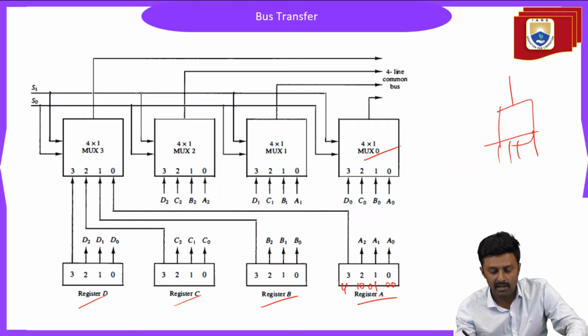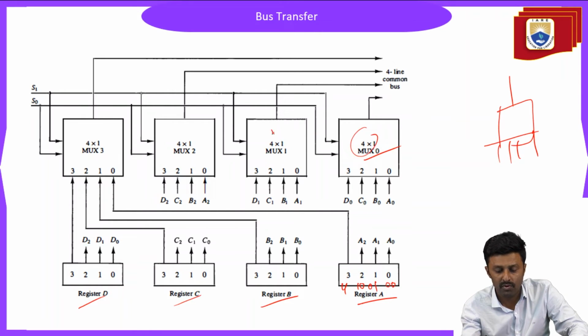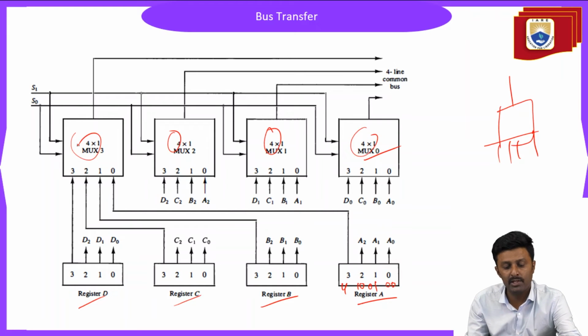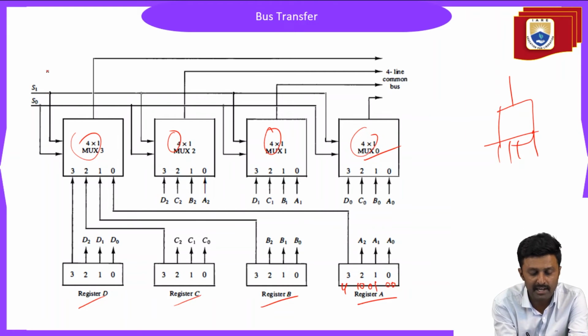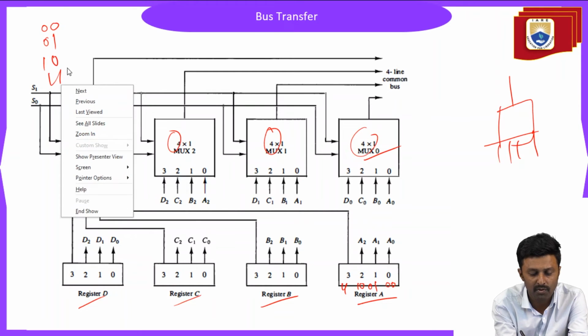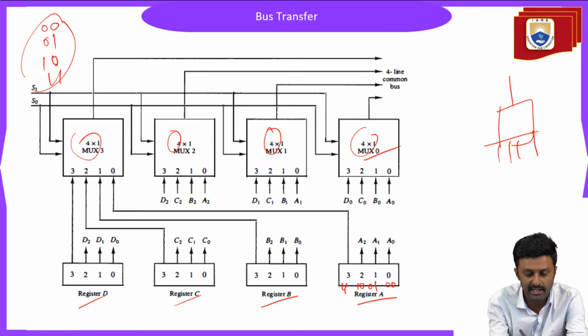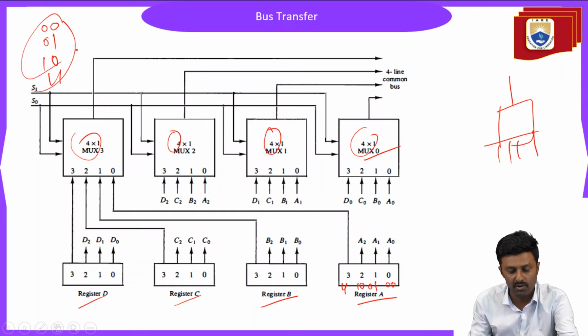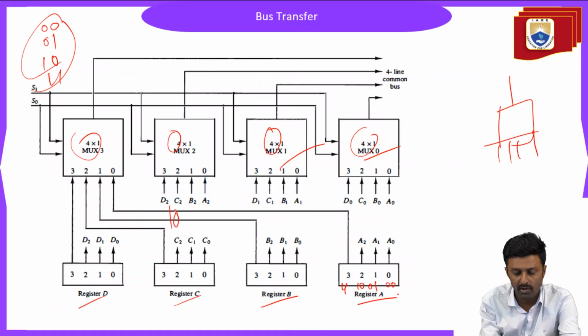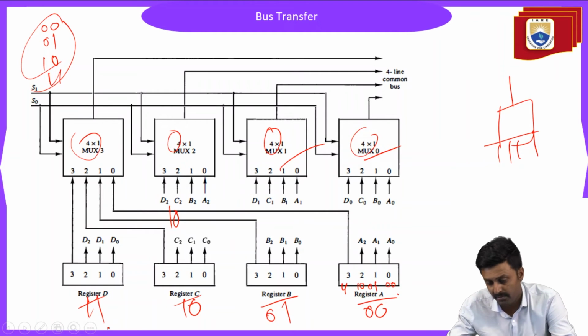So like this, we have the 4 registers connected to the 4:1 multiplexer. Here 2 select lines are there. These select lines will work like this: 0 0, 0 1, 1 0, 1 1. The first time the select line will be 0 0, the register A will be selected. Then for 0 1, register B will be selected. For 1 0, register C, and for 1 1, register D. So like this, we use this bus transfer here.